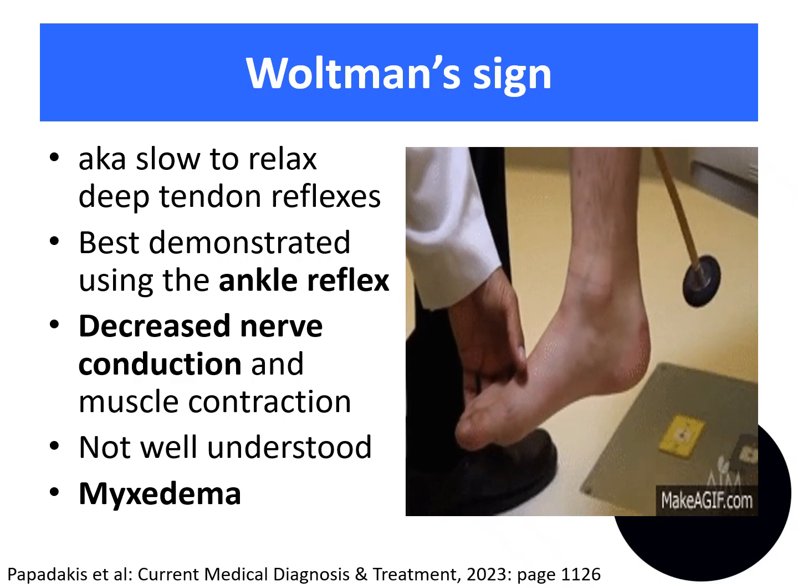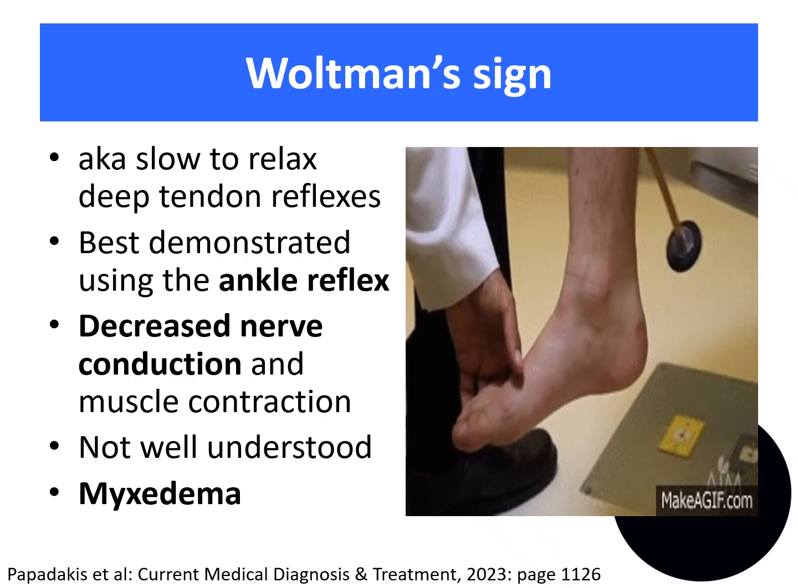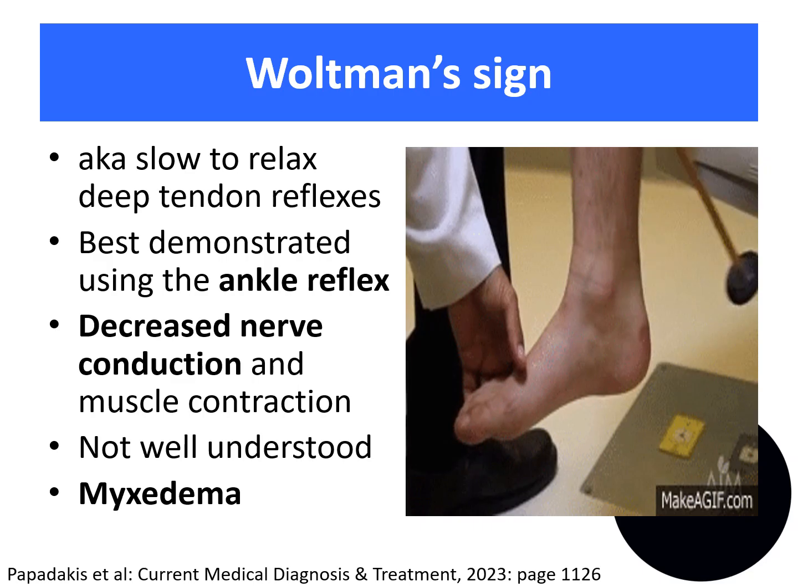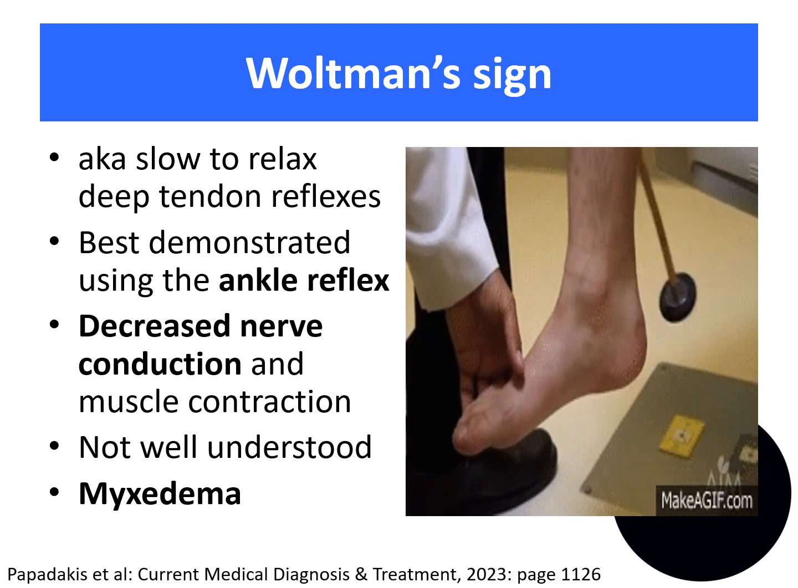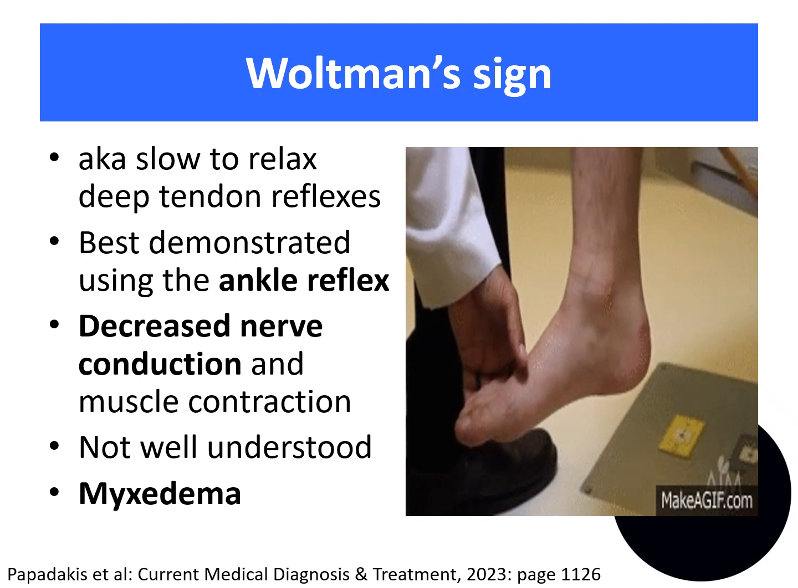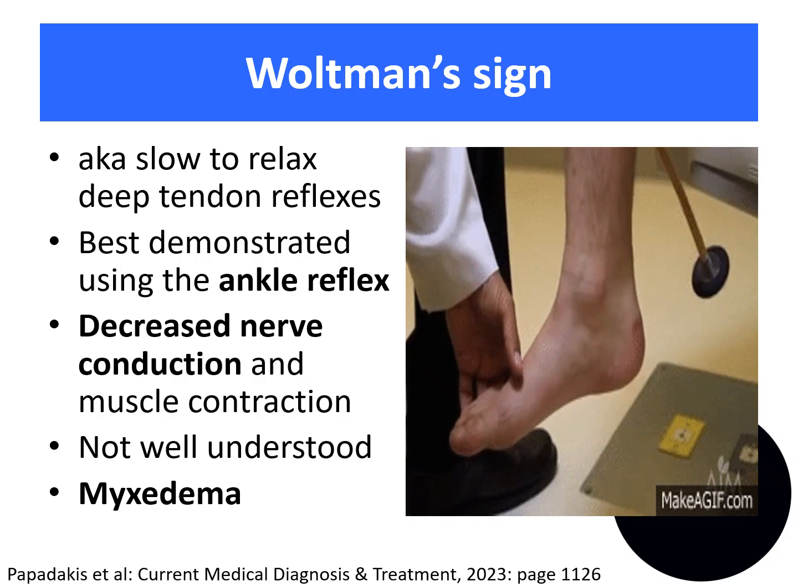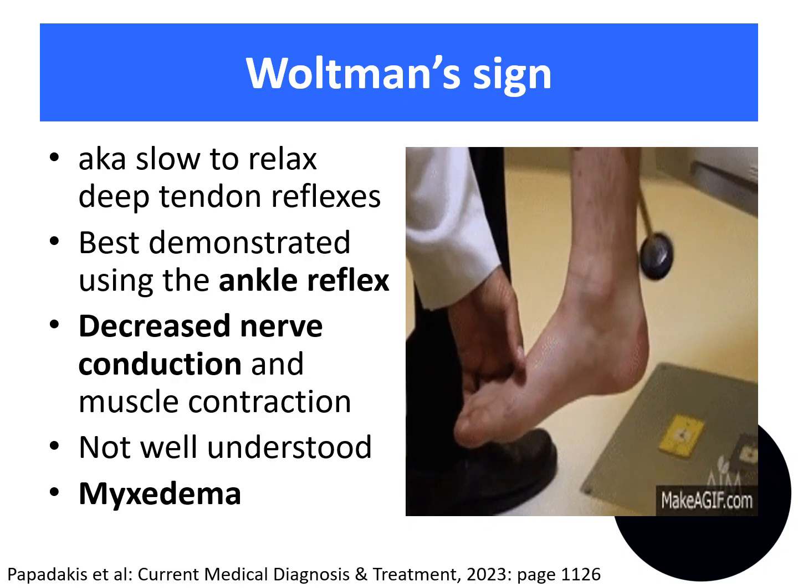And then there is Voltman's sign, which, as I said previously, is otherwise known as slow to relax deep tendon reflexes. When I learned this a little more than half a century ago, yes, I'm that old, this is what we called Voltman's sign. And then 40 years ago, the medical fraternity in medical education said we're trying to get away from using people's names for tests and diseases. So instead of calling this Voltman's sign, we're going to call this retarded reflexes.